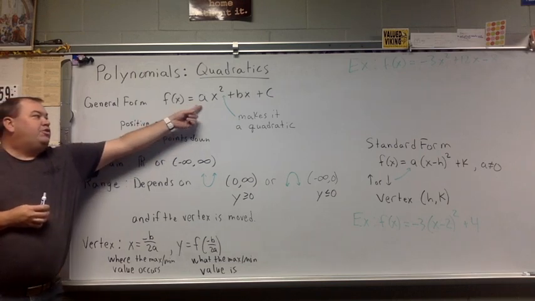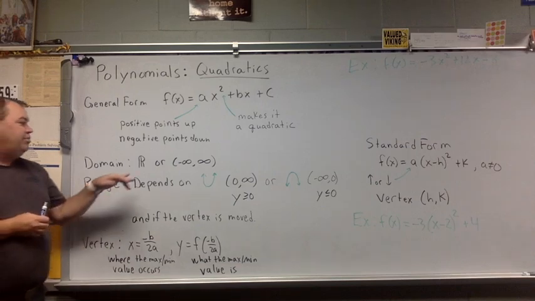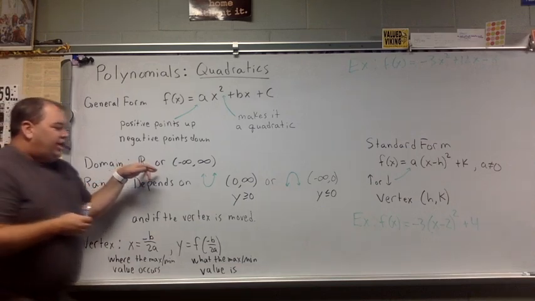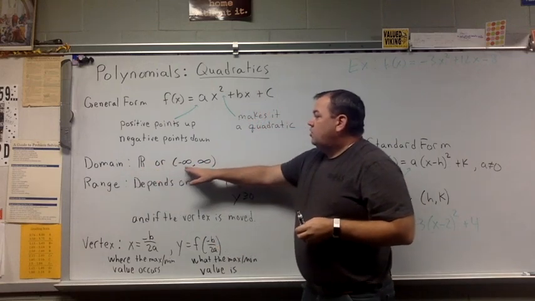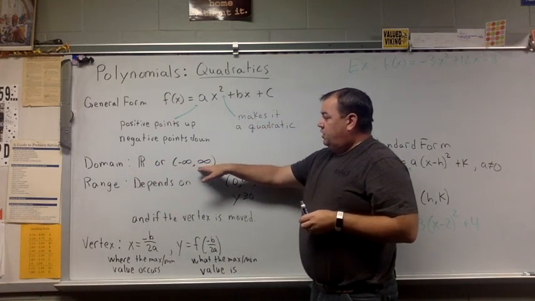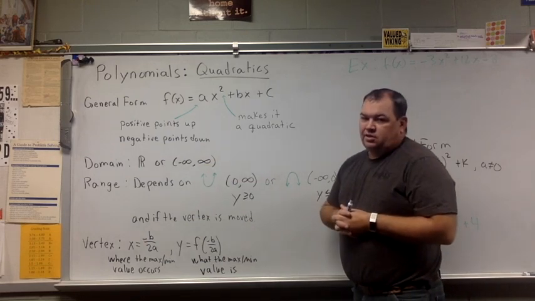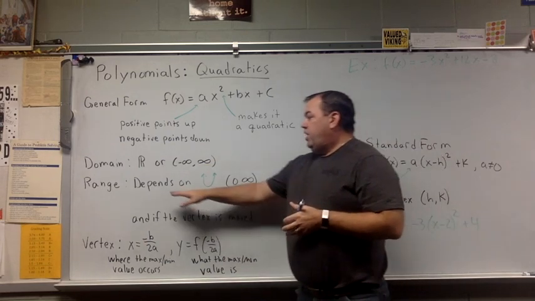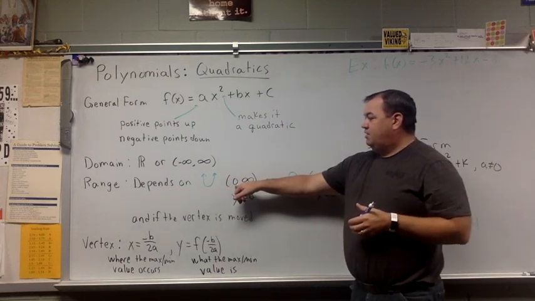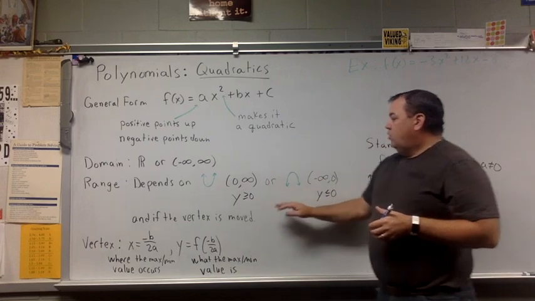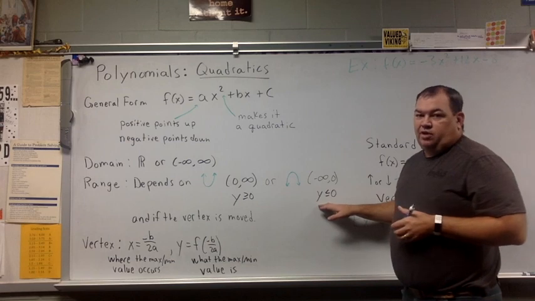Some of the characteristics we talk about with quadratics, we talk about its domain. One way we discuss this is by saying all reals, or we might say from negative infinity to positive infinity. That means I can plug in any x value I want. It's going to work. The range depends on whether this thing is pointing up, so I stop at 0, or if it's pointing down and I start at 0 and I go in the negative direction.